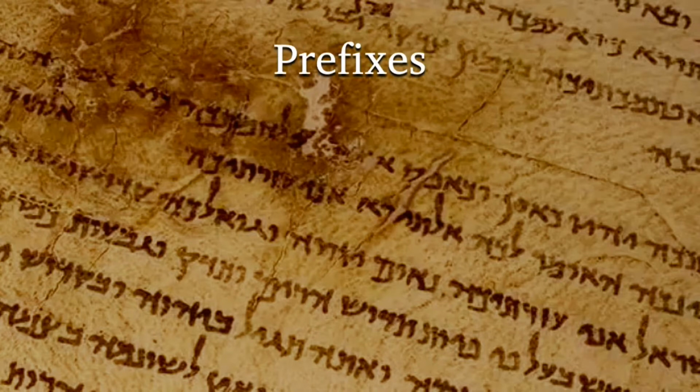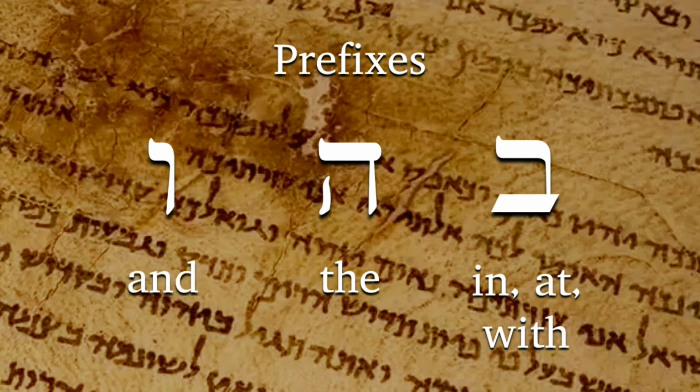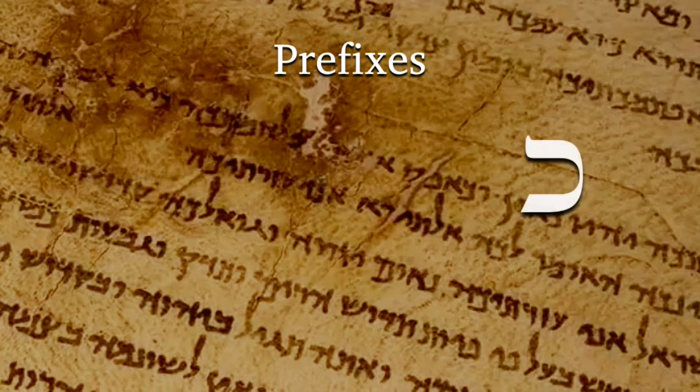Now let's review our prefixes we have so far. The letter bet was the picture of the house, so it represents inside, in, at, or with. Letter hey was like a man showing you something, right? So it means the. And letter vav was like a nail or a hook connecting things, and that's the word for and in Hebrew. And this is what I taught you 2 weeks ago or 3 weeks ago.